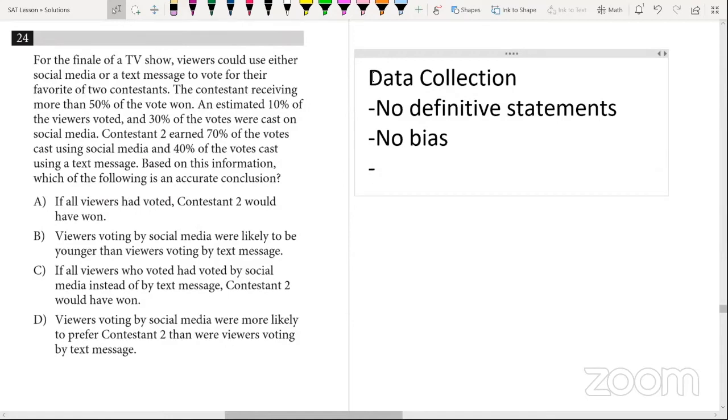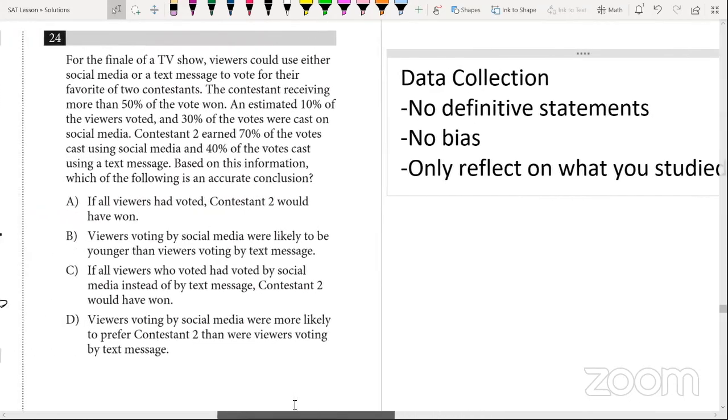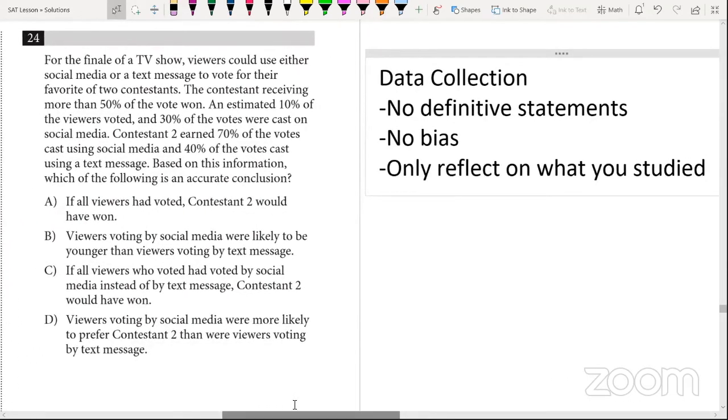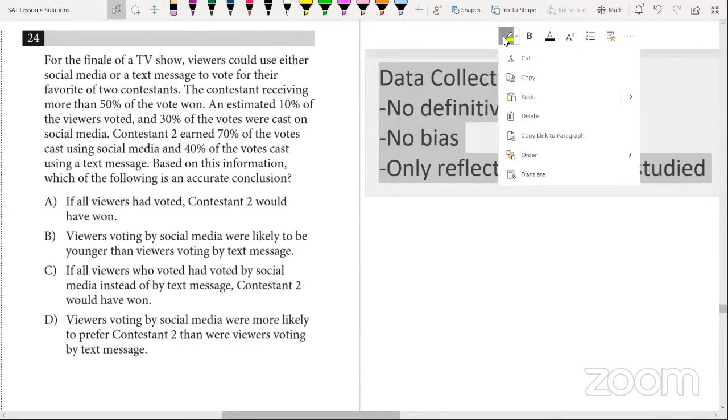Last but not least, you can only reflect on what you studied. The example I always give for that is if I want to know the opinion of all the 3rd graders around the United States, I shouldn't pick all the 3rd graders from one class at one school in the United States. I need a random sample of 3rd graders from all over the United States. So you can only reflect on exactly what you studied. The descriptions of what you studied and what you're reflecting it on need to perfectly match each other. So these are the 3 basic things to look out for on a data collection question.